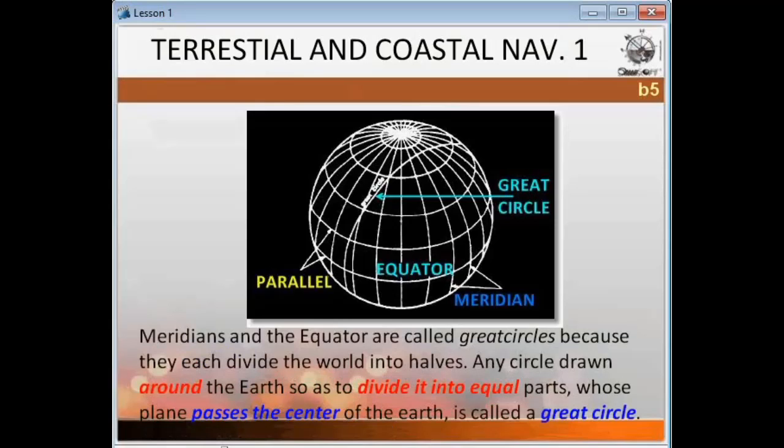Meridians and the equator are called great circles because they each divide the world into halves. Any circle drawn around the Earth so as to divide it into equal parts, whose plane passes the center of the Earth, is called a great circle.